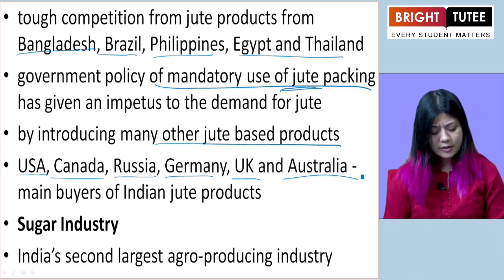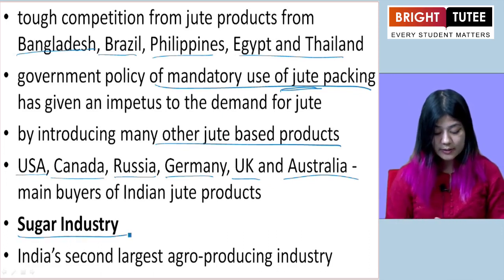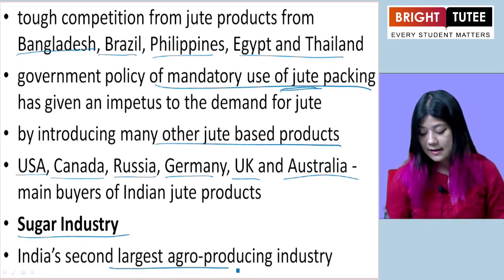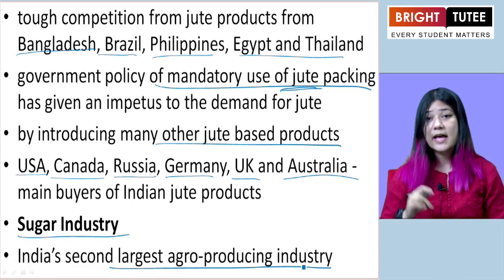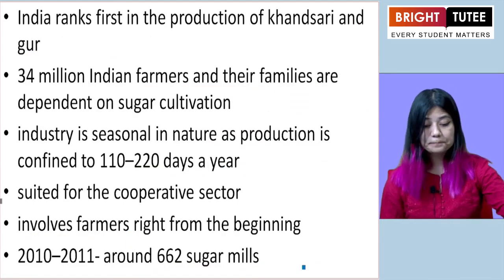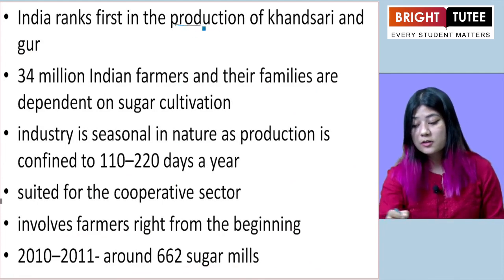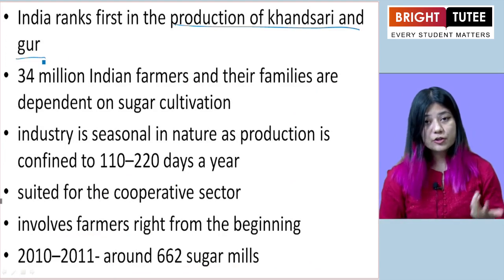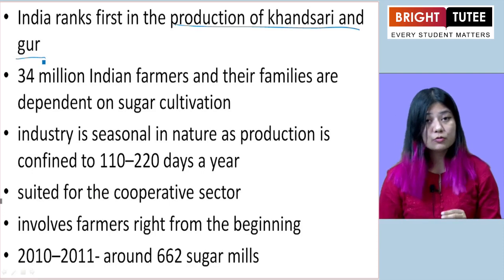The next agro-based industry that we are going to look at now is the sugar industry. Sugar industry is India's second largest agro-based industry. India ranks first in the production of khandsari and gur. So in sugar it comes second, but in the production of khandsari and gur it comes first.